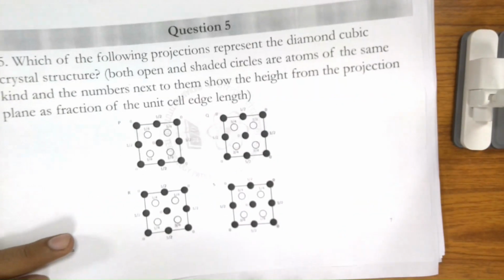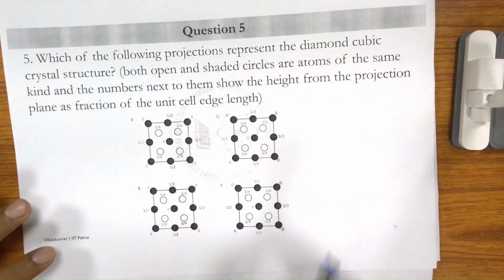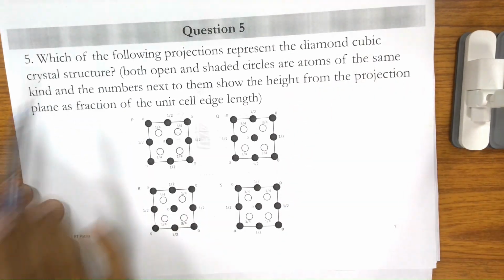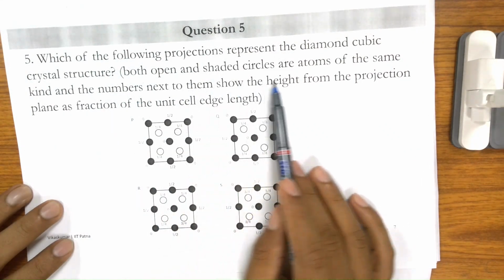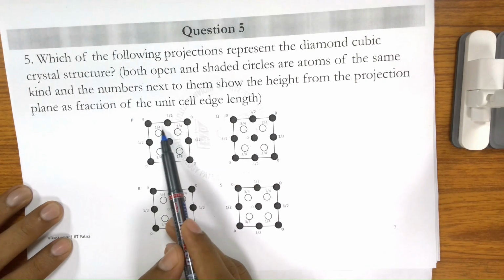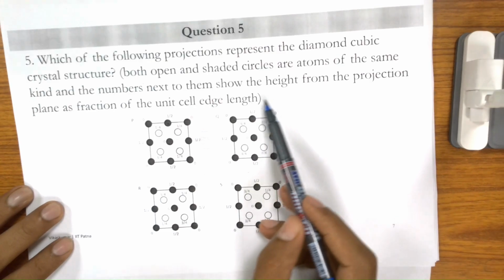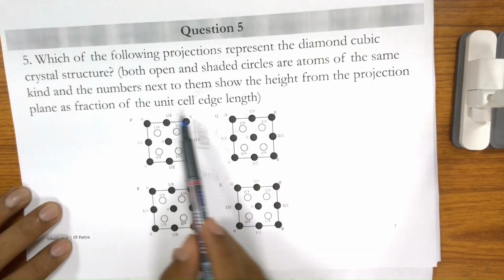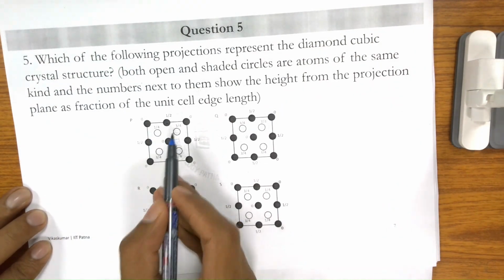Now this question I took from the assignment. The question is telling us to identify which of the following projections represents the diamond cubic structure. Both open and shaded circles are atoms of the same kind, so we should not consider them to be different. This black and this white one are both the same atom. Next to them are fractions showing the height from the projected plane as a fraction of the unit cell. Okay, these fractions are representing the height.